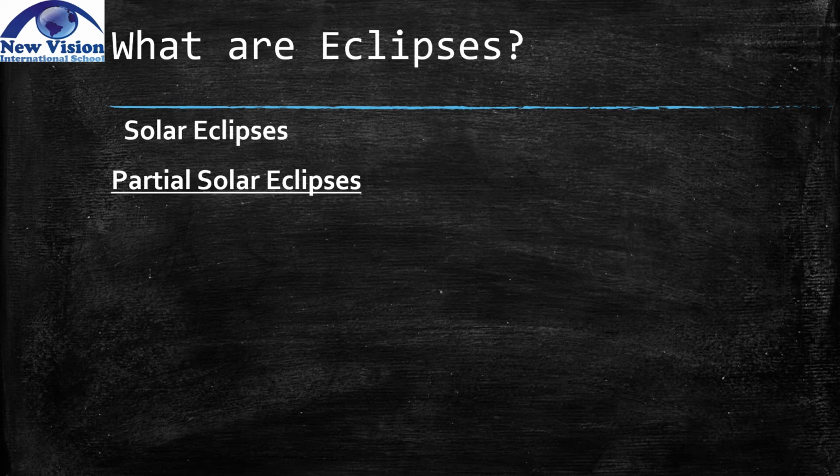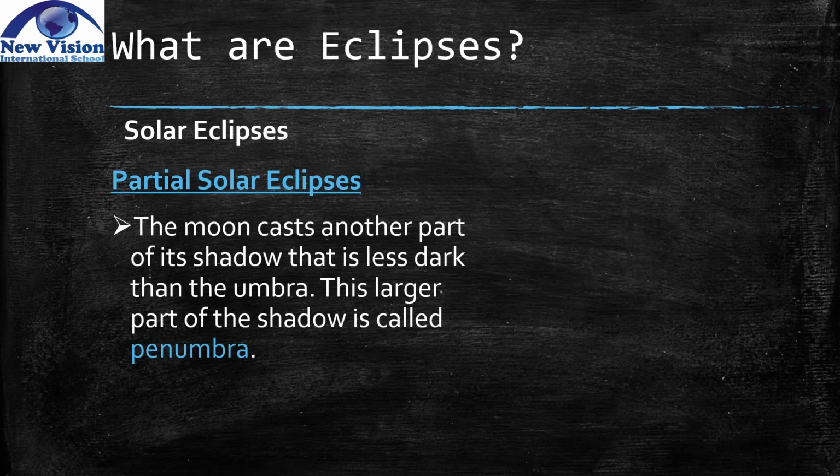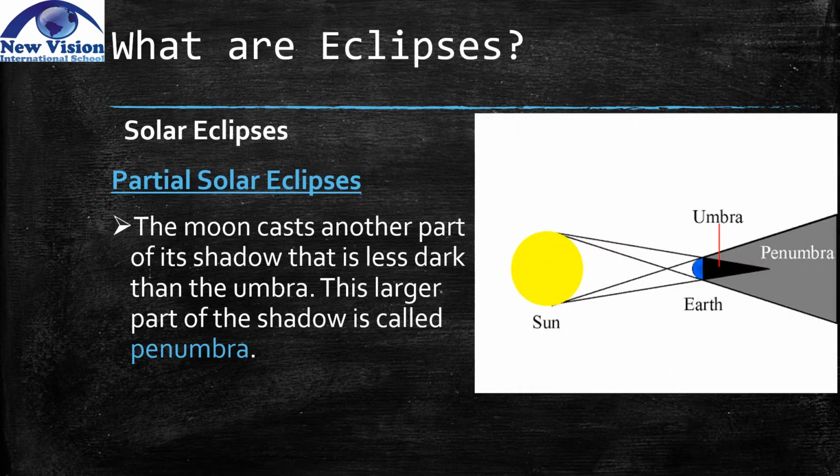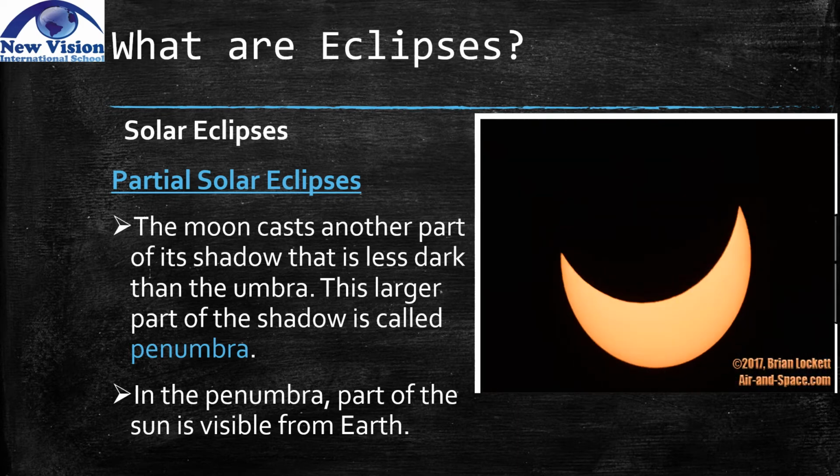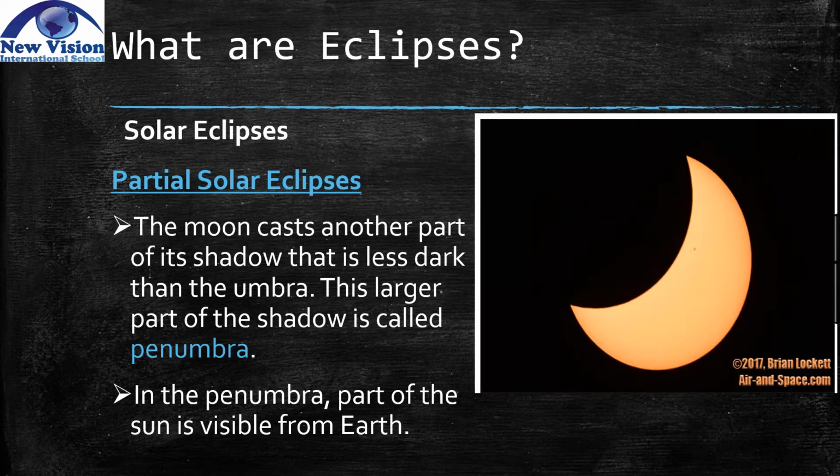Next is what we call partial solar eclipses. The moon casts another part of its shadow that is less dark than the umbra. This larger part of the shadow is called penumbra. In the penumbra, part of the sun is visible from Earth. So this is an example of a partial solar eclipse.